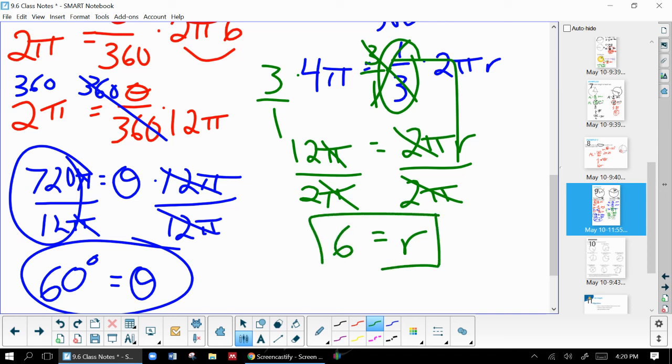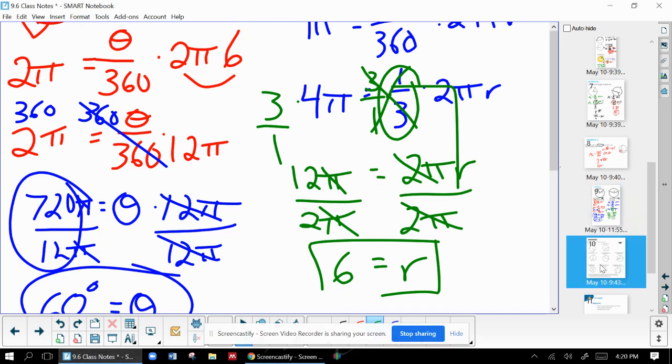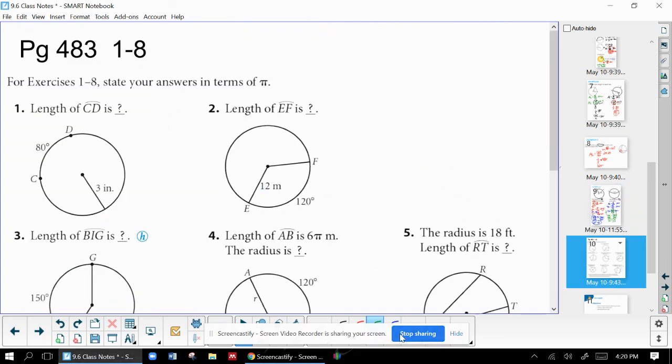So you've got a couple of things going on here. First of all is just understanding that arc length is some fraction times the circumference. The second part of this is how comfortable are you with fractions? And that is probably going to be the bigger challenge for most of you. So work on these next questions here, give it a shot, and we'll keep working on it as we go on through the rest of the week.